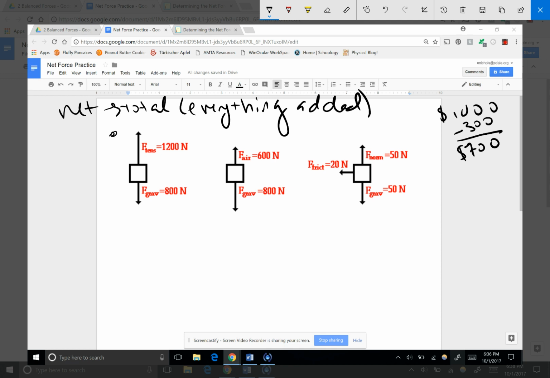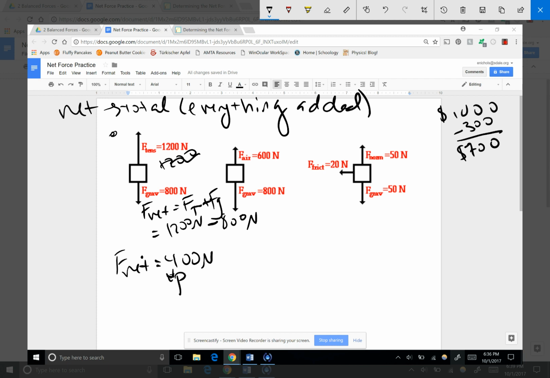If you look at this first guy right here, you'll see that I have force of tension pulling up on a box, and force of gravity pulling down on a box. I need to figure out what the net force is. I have forces going in two different directions, so just like we've subtracted vectors in the past, I need to subtract these two force vectors. F net is going to equal my force of tension minus my force of gravity, which equals my 1200 newtons minus, because it's going down, 800 newtons. So my F net is going to be 400 newtons up. Have to give it a direction, up.